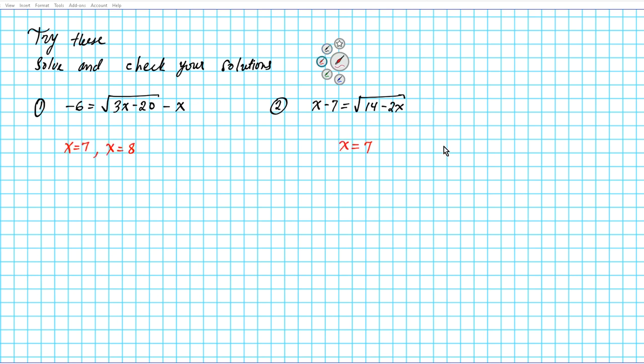All right, welcome back. So here are the solutions to the practice problems. For number one, the answer is 7 and 8. And for number two, the answer is x equals 7.